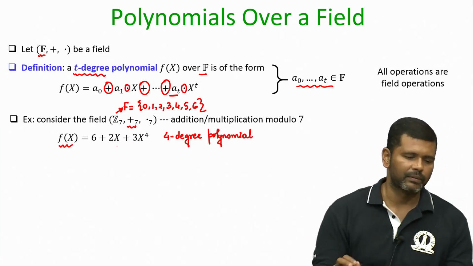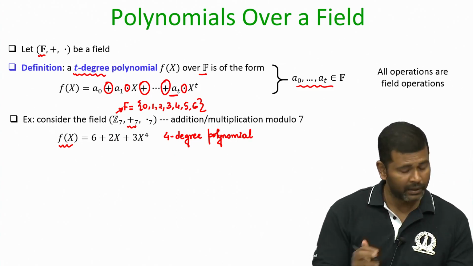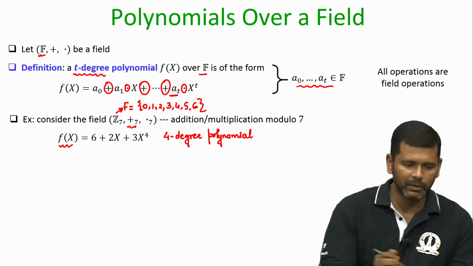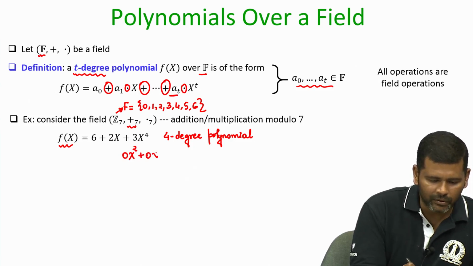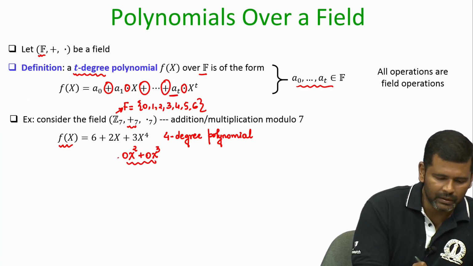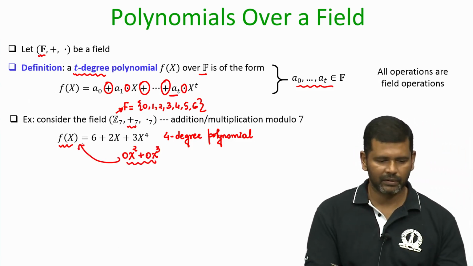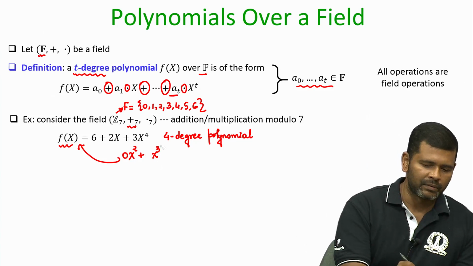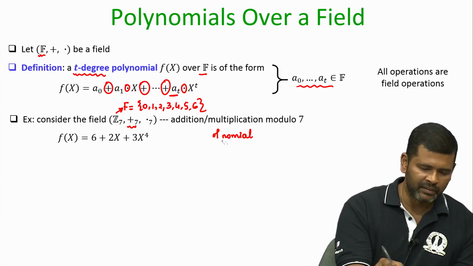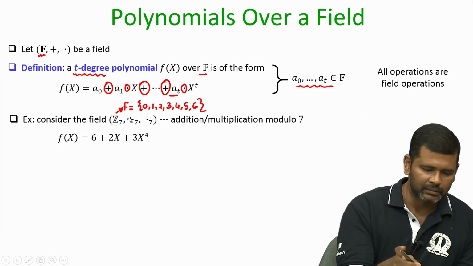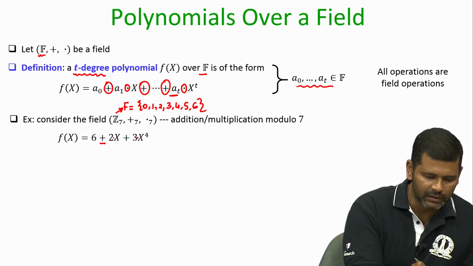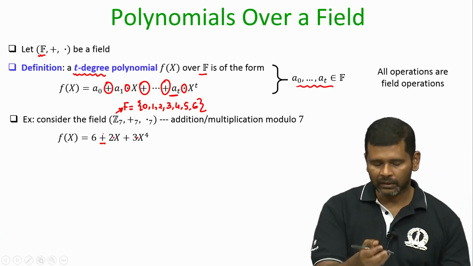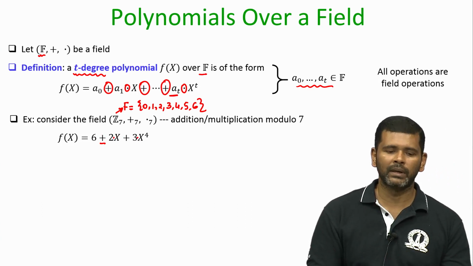Even though it does not have terms like x square and x cube, I can implicitly assume that it has terms like 0 times x square and 0 times x cube implicitly present in this polynomial f of x. So, this is an example of a polynomial over the field Z7, and here the plus and the dot operations are the addition modulo 7 operation and the multiplication modulo 7 operation.